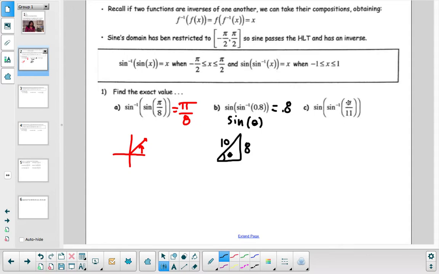But same thing here, pi over 11 is between negative pi over 2 and pi over 2, so it's within the domain. Sine of inverse sine of pi over 11 is just going to be pi over 11. Okay? No tricks here. Eventually we're going to get into some that we just can't do, but for now it's just going to undo itself.